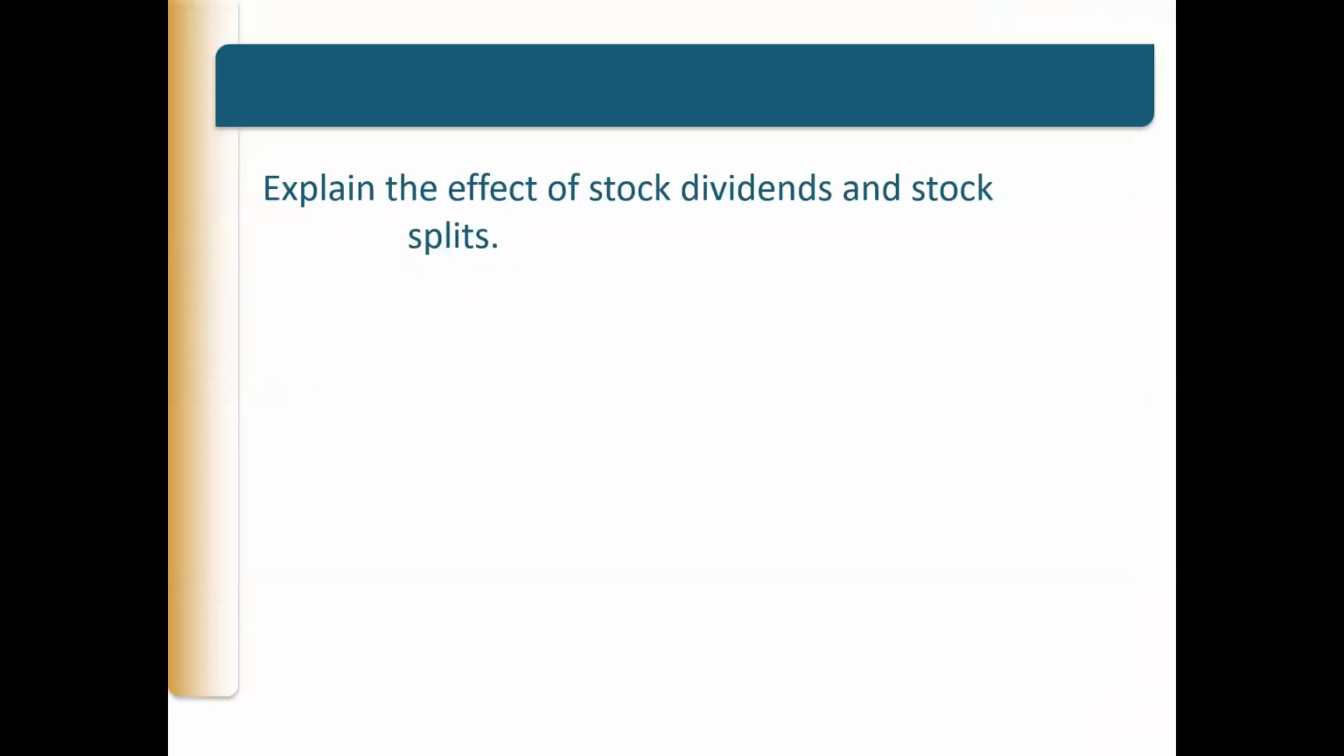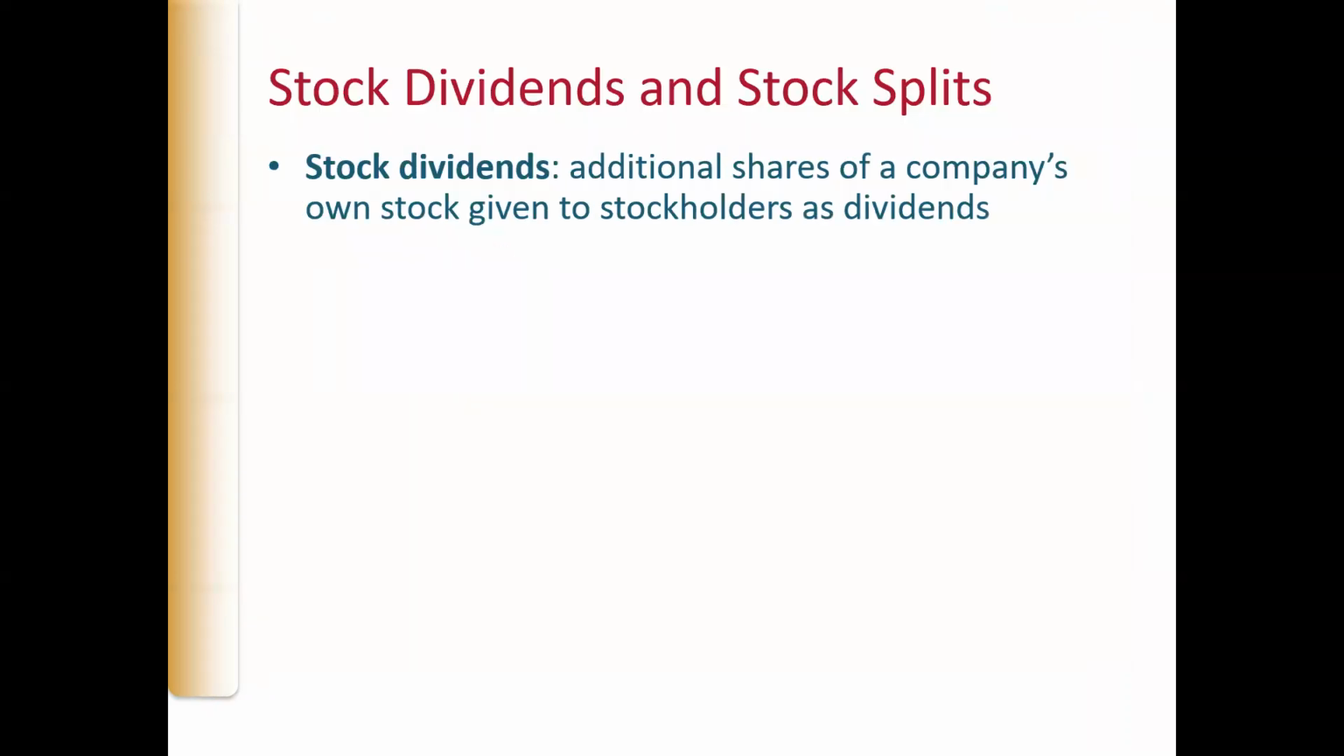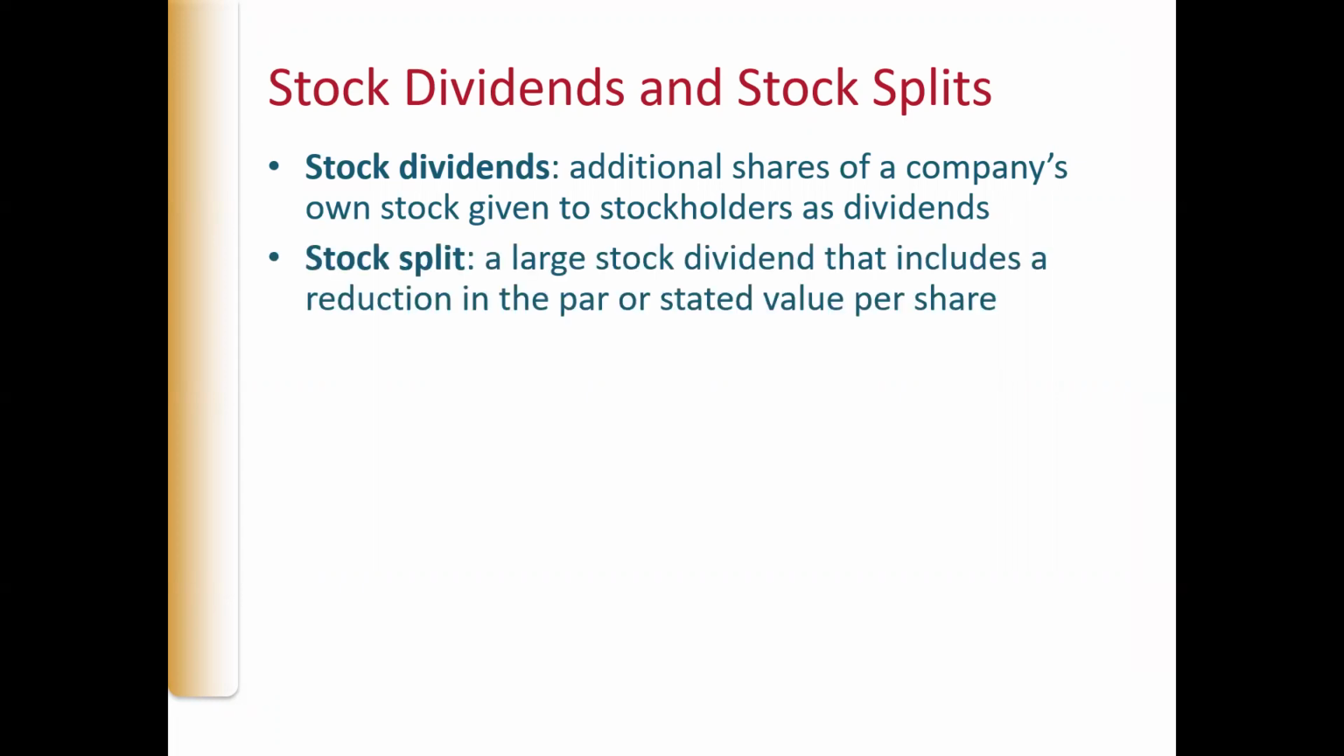Now we're going to take a moment and look at how stock dividends and how stock splits are recorded in the accounting records. A stock dividend is basically, instead of giving cash, we give additional shares of the company's own stock to its stockholders. A stock split is basically such a large stock dividend that we just reduce or change the par value or the stated value on the stock.